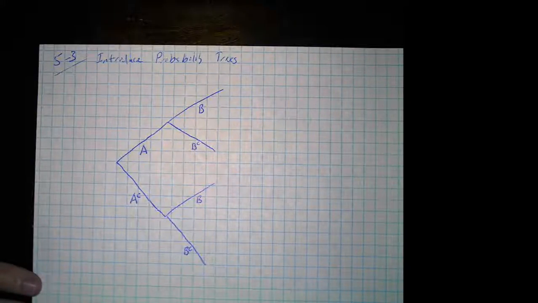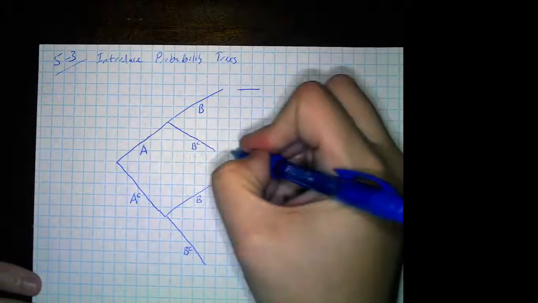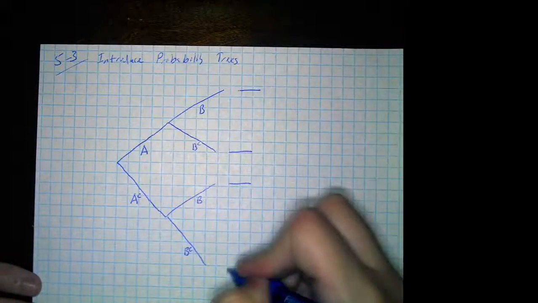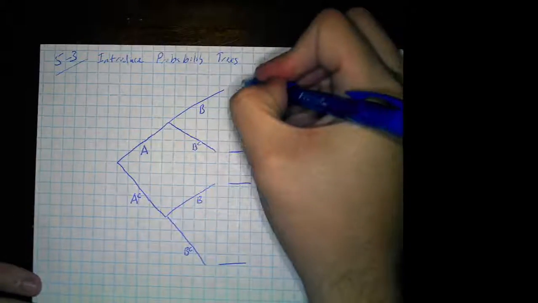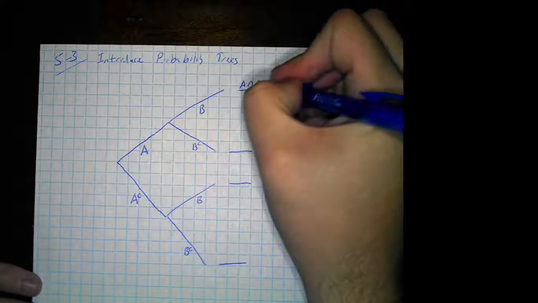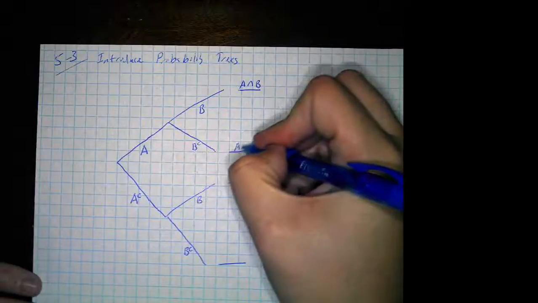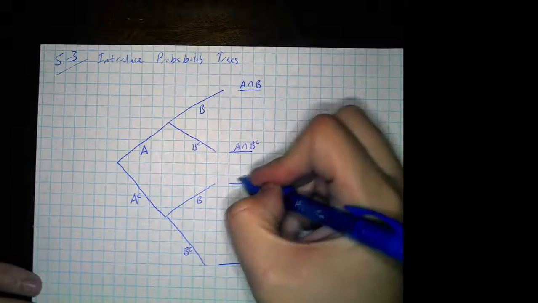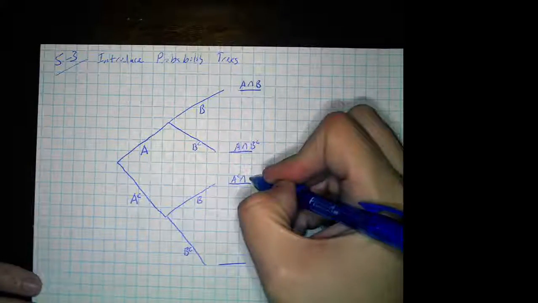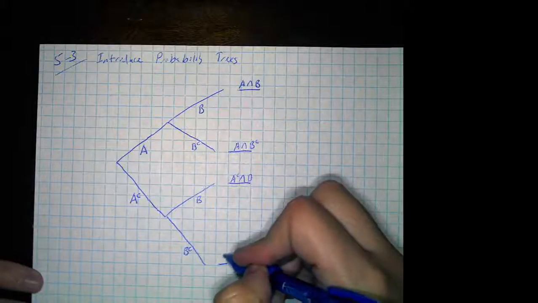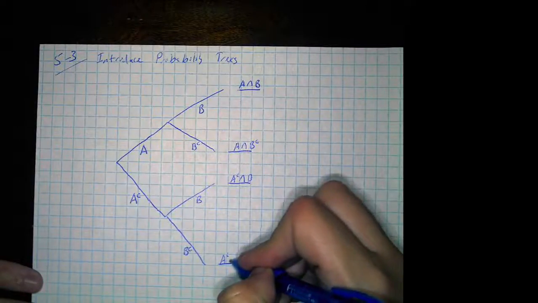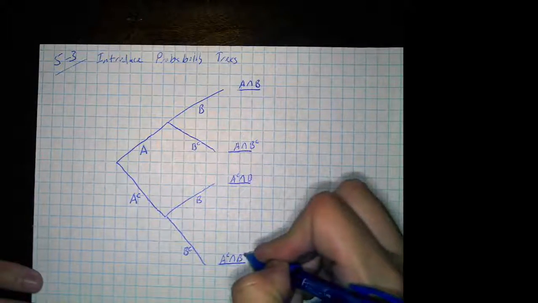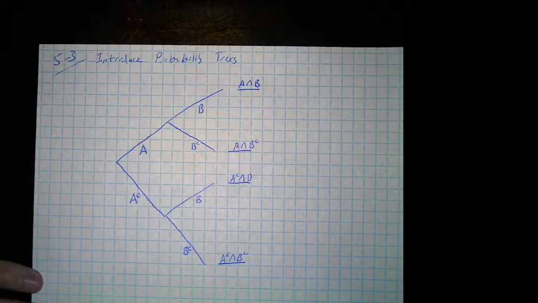The sample space, so these events right here, we'll do these events. So the events here are going to be A and B, A and not B, not A and B, and not A and, whoops, not B. Okay.